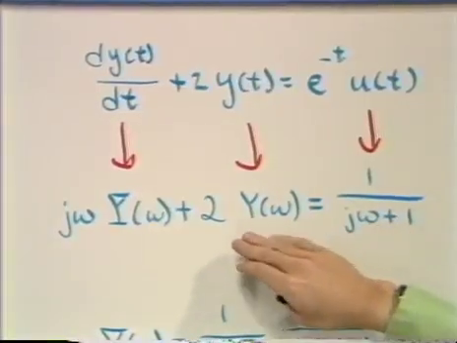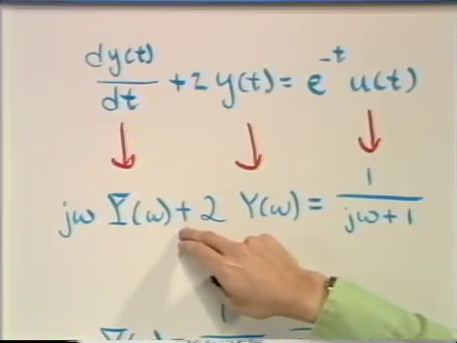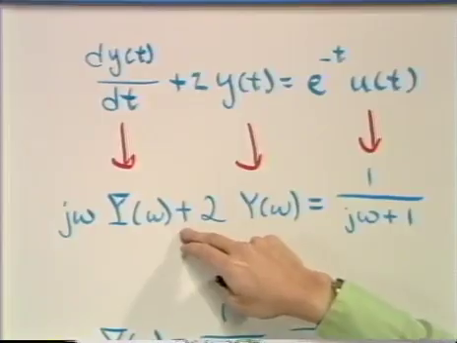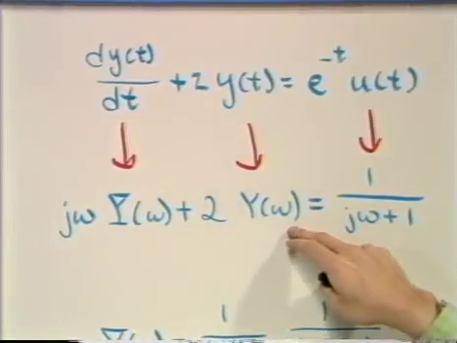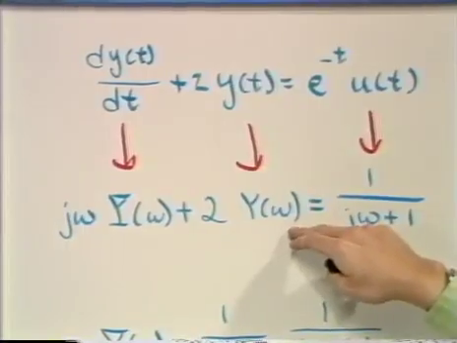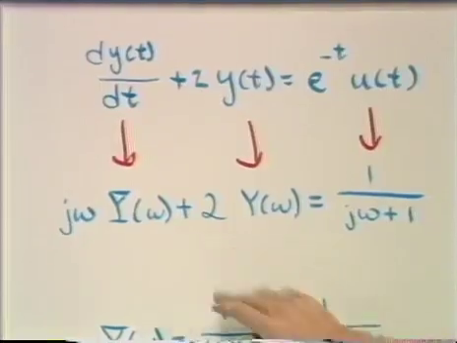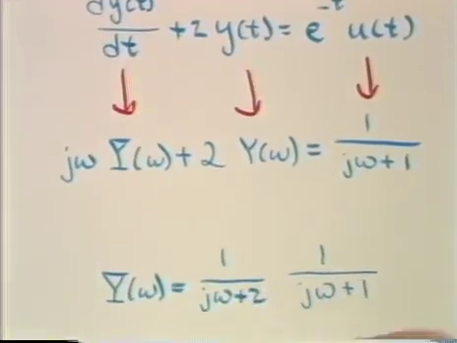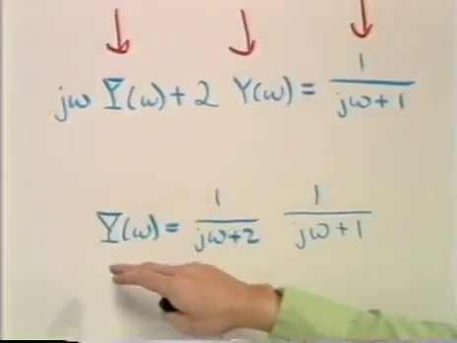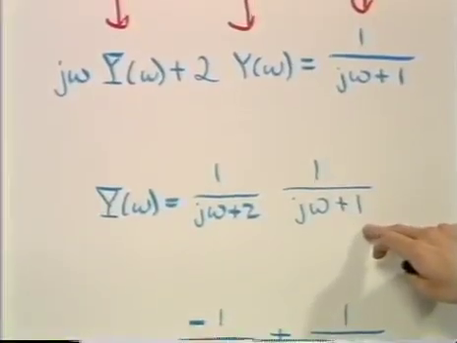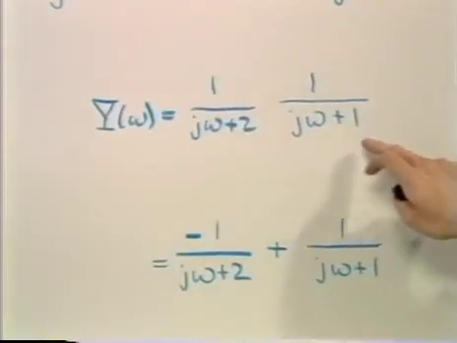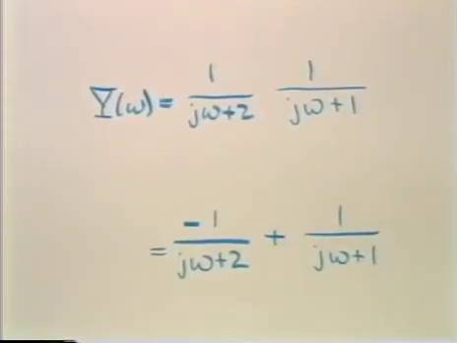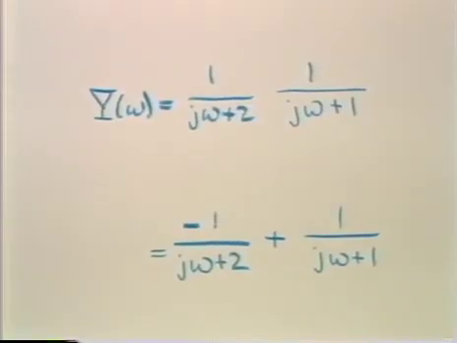And now, if we want to determine what the output y of t is, we can do that by solving for Y of omega and then generating the inverse Fourier transform. Well, let's solve this algebraically for Y of omega. And that gets us to this expression. And this is not a Fourier transform that we've worked out before. And this is kind of the second part to the inspection procedure.